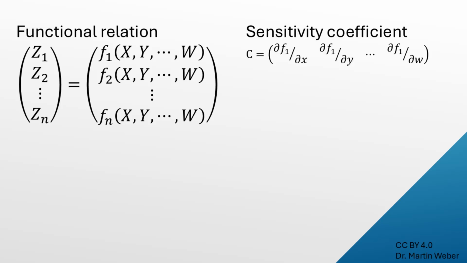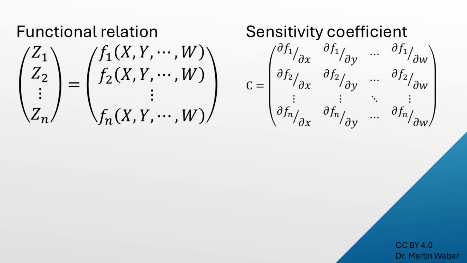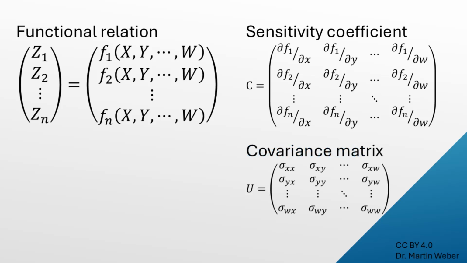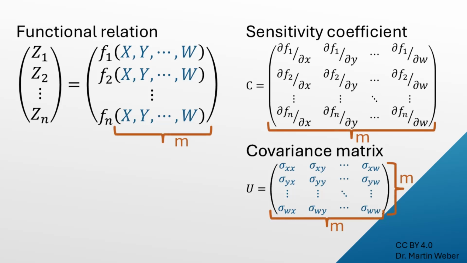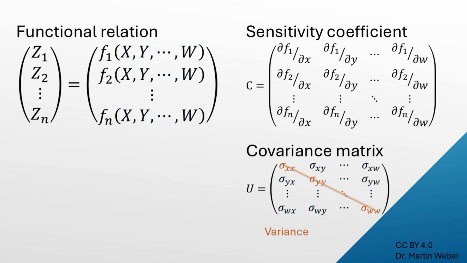The first step is to extend the sensitivity coefficient by adding rows with the partial derivatives of the additional equations. This matrix is also known as the Jacobian matrix. The covariance matrix describes the uncertainties and is the same as before. The matrix is quadratic and its size depends on the number of input quantities. The diagonal elements are the variance and the off-diagonal elements contain information about the correlation between the input quantities.